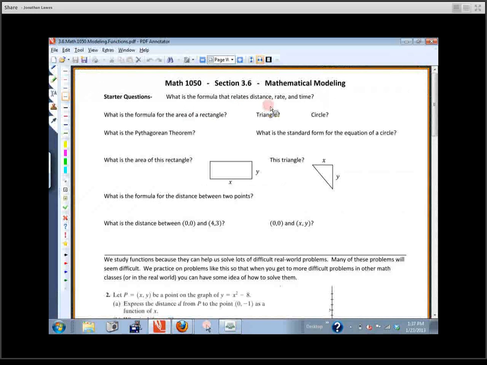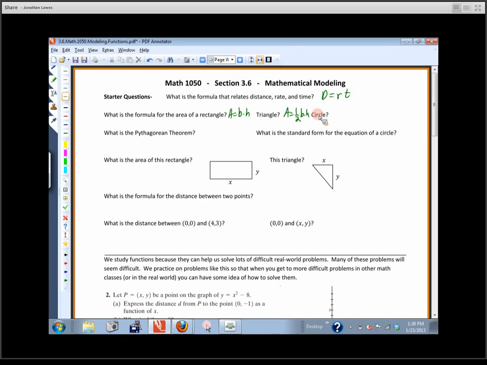What's the formula that relates distance, rate, and time? Please raise your hand. Tylin. Distance equals rate times time. Got that one. Formula for the area of a rectangle. Area of a rectangle. Anybody? Justin? Base times height. Okay, so area would equal the base times the height. Area of a triangle. Sarah? That would be 1/2 the base times the height.